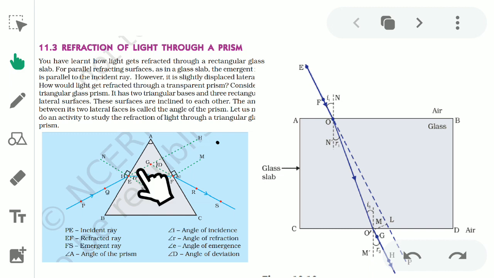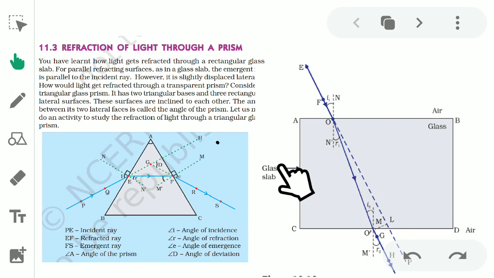Now see here the angle of emergence is not equal to the angle of incidence, but when we discussed the glass slab, we have seen that the angle of incidence is equal to the angle of emergence. What is the reason for that? Here the refracting surfaces AB and CD are parallel to each other, but in the prism the refracting surfaces are not parallel to each other.